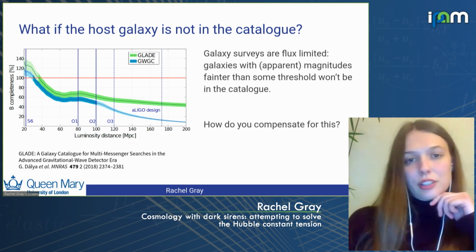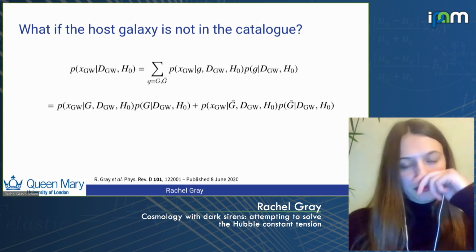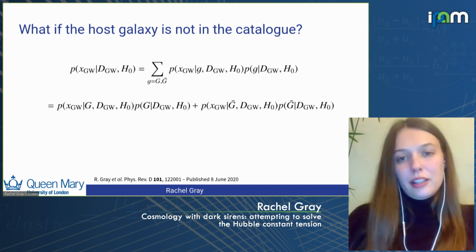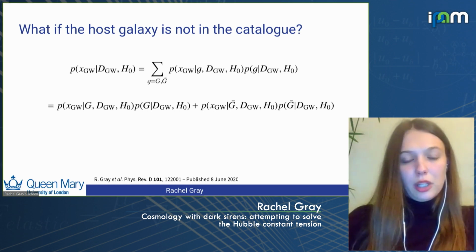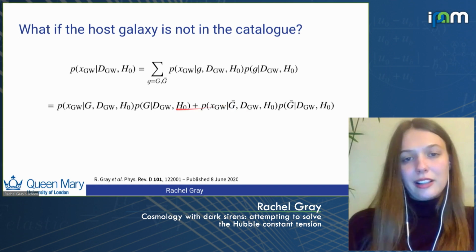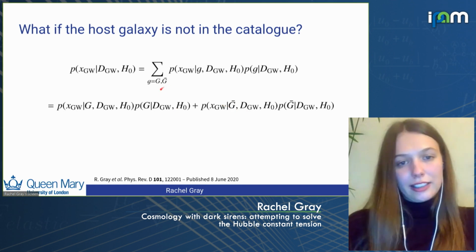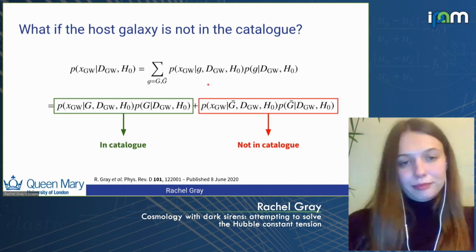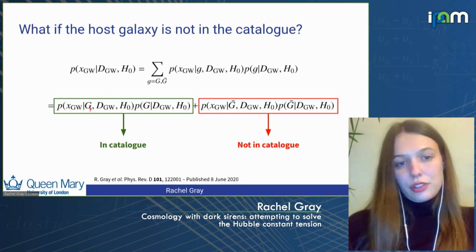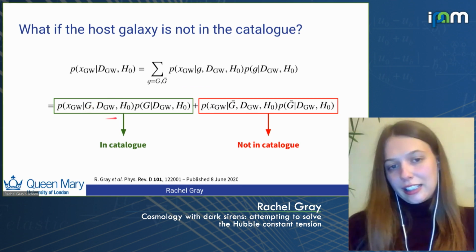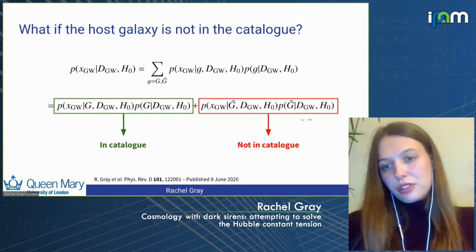So in order to account for this, we take it into account within the methodology itself by marginalizing over the probability that the host galaxy is or is not in the catalogue, where here G denotes the host galaxy is in the catalogue, and G bar denotes that it is not.